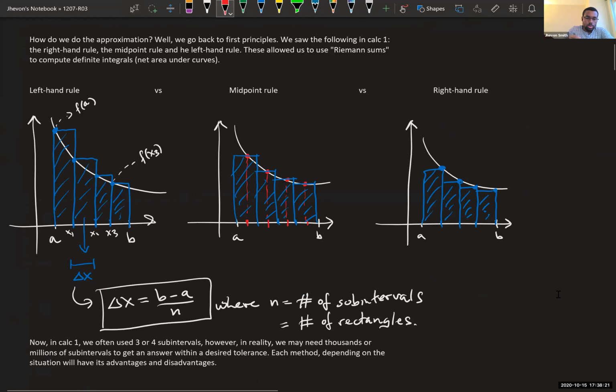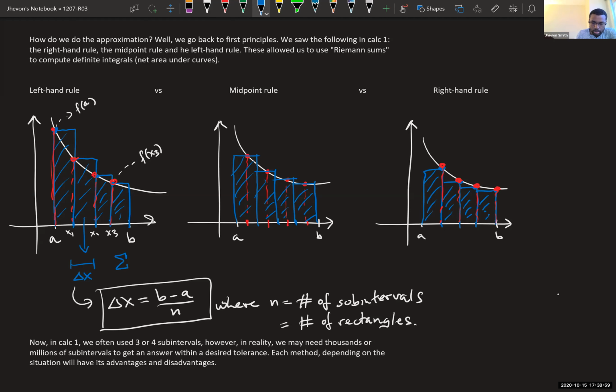So what you've known so far was the left-hand rule, where we use the left side of the rectangles to determine the height. Or you can use the midpoint rule, where you use the midpoint of the rectangles to determine the height. Or the right-hand rule, where you use the right side of the rectangles to determine the height. So you plug the x values on the right into the function. That gives you the y value that hits the function, and that's what you plug in. And then it was the sum of essentially what these became.